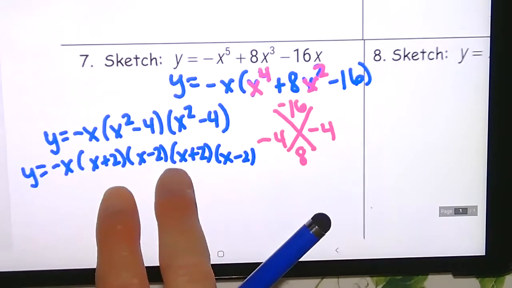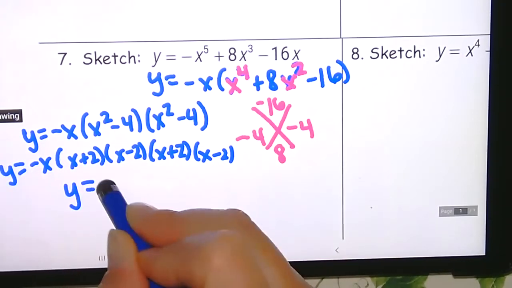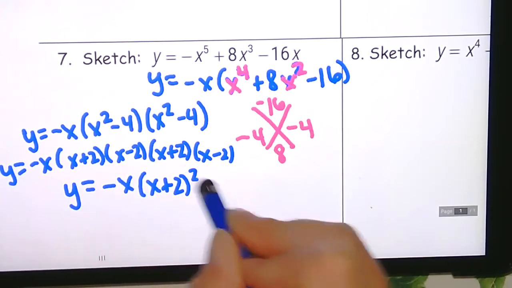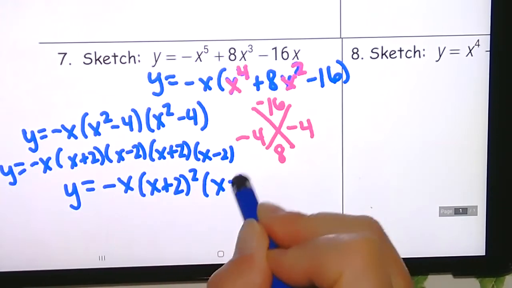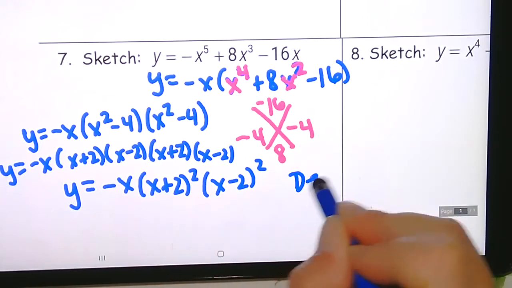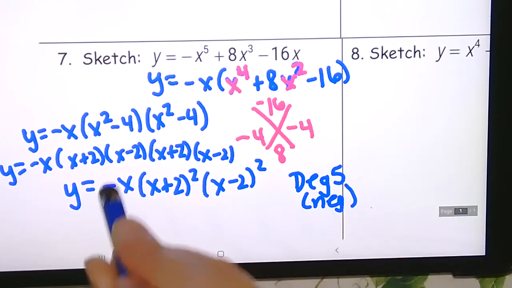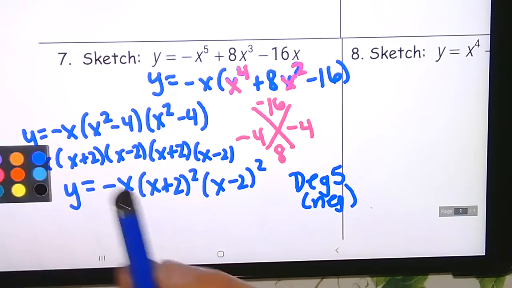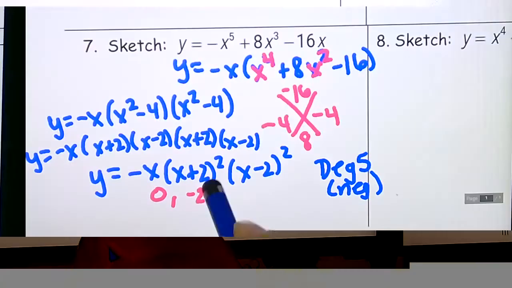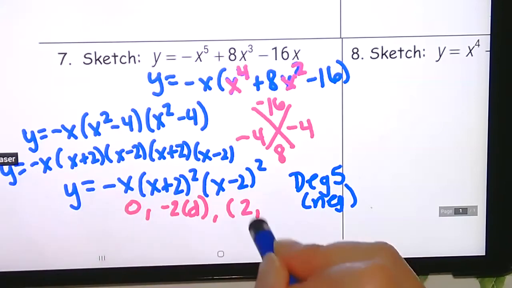And then I can really rewrite this. So what you'll notice is I have a negative x, and then here I have an x plus 2, x plus 2. So I actually have an x plus 2 squared, x minus 2, x minus 2 squared. So I have a single, two doubles. This is going to be degree 5, and it's going to be negative because of that negative sign. And in terms of my zeros, or my roots, I have a 0, I have a negative 2, which is a double, and I have a 2, which is a double.